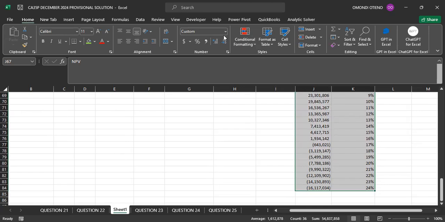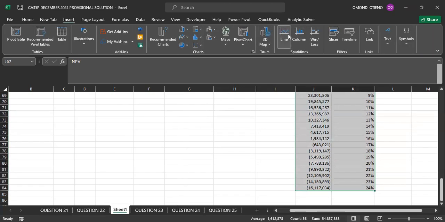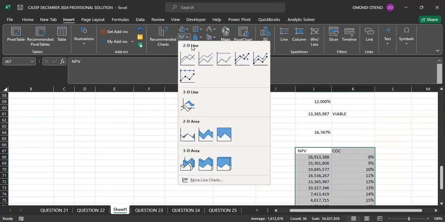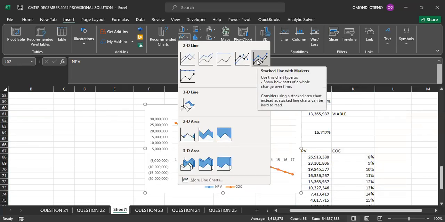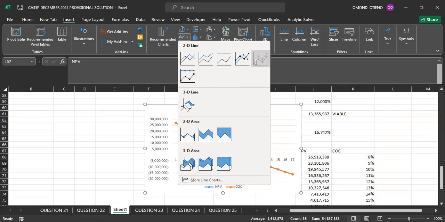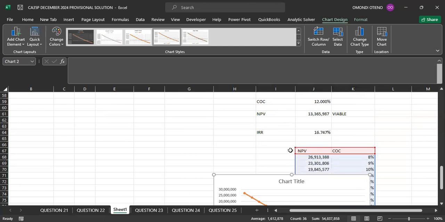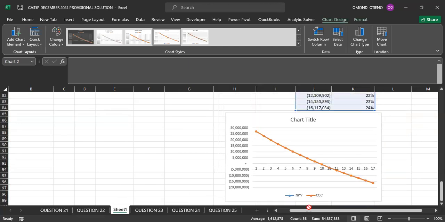And of course, we now get to insert line. So insert here, the line is here. Get to this point and you'll be able to see we have the line graph here. So cost of capital is this one here, and then NPV is the one that is highlighted. So this is what we have. Let's just move down and see how our chart looks.